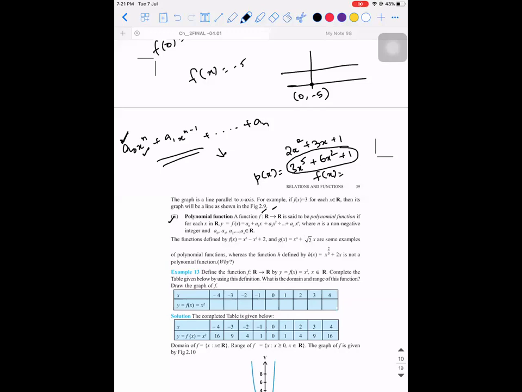How many terms are there? 2x square is one term, 3x is one term, and 1 is one term, so there are 3 terms. If you look at the first term, it is a combination of 2 and a variable x raised to the power 2. The second term is a combination of 3 and the variable x raised to the power 1. Are you able to understand? So all these terms put together is what we call an expression.